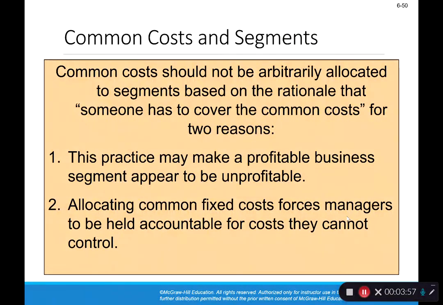So common costs shouldn't be arbitrarily allocated to segments based on some rationale that someone has to cover the costs. And the reason for this is it would make profitable business segments appear to be unprofitable, and allocating common fixed costs forces managers to be held accountable for costs they can't control. Why should I be held accountable for things I have no control over? All that's going to do is make me, as a manager of a division, very jaded and angry and feel that I'm not being treated fairly.